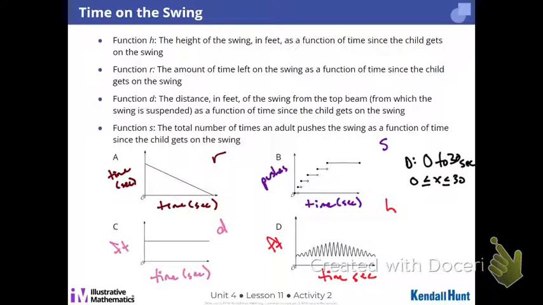And what this is saying is the x value, or the domain, has to be more than or equal to 0 and less than or equal to 30. And it's everything in between 0 to 30 seconds, right? Yep, you did this yesterday on the Desmos.